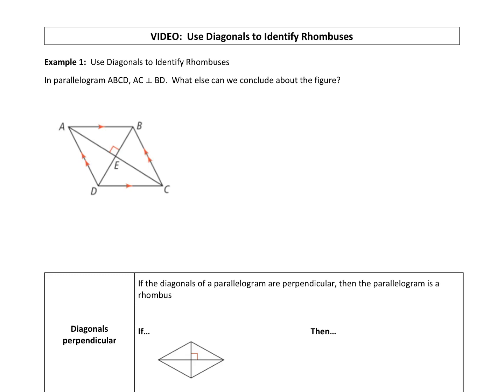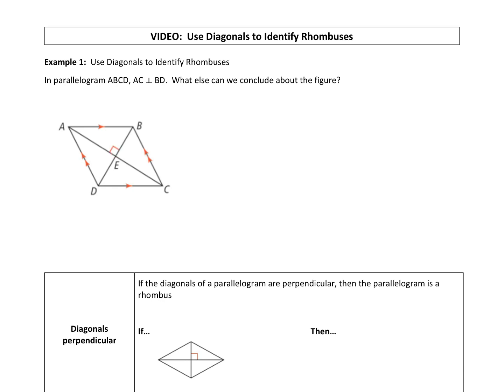Okay, so in this first example, we're going to take a look at the diagonals of a parallelogram and explore how that will help us to identify a rhombus. So in parallelogram ABCD, we are given the information that AC is perpendicular to BD. So here's AC, that's one diagonal. Here's BD, the other diagonal. We can see there's already a right angle put in there, so there's our perpendicular.